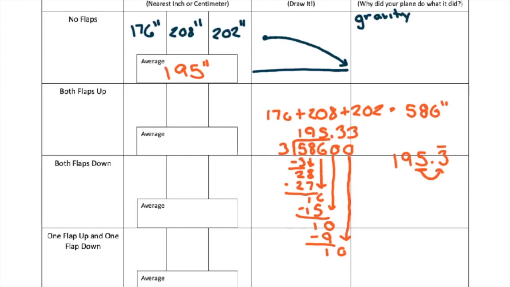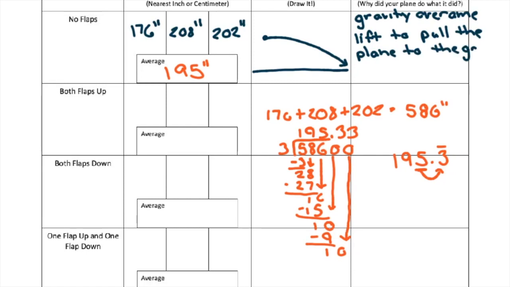So gravity overcame lift to pull the plane down to the ground. Okay, so that's really what's going on, is gravity is pulling the plane down. We also have other factors. I could have mentioned that drag is affecting it some. It's slowing down the plane as well. So that's another, I'll add that too. Drag slowed down the plane.